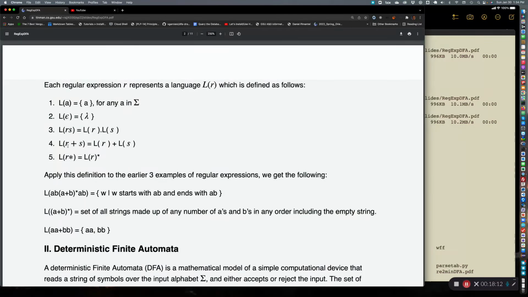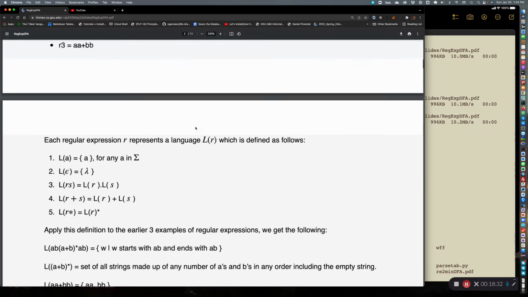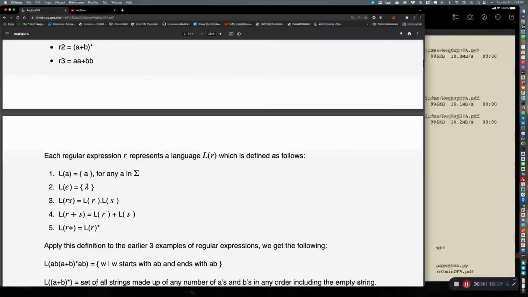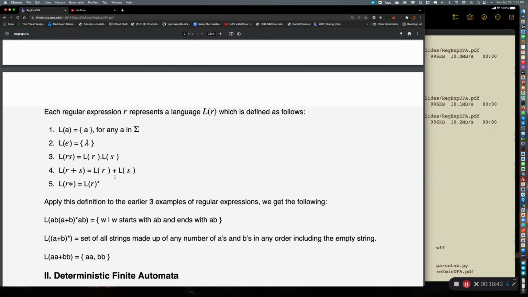And then the three, R S, R plus S, and R star, denote the concatenation of L of R with L of S, the union of L of R with L of S, and the star of L of R. So these are inductive definitions which apply those three operations on languages: the product, union, and star, on the languages L of R and L of S. So we apply the product of L of R and L of S, the union of L of R and L of S, and the star operator on L of R. This is very intuitive, and it matches the three operations on languages.